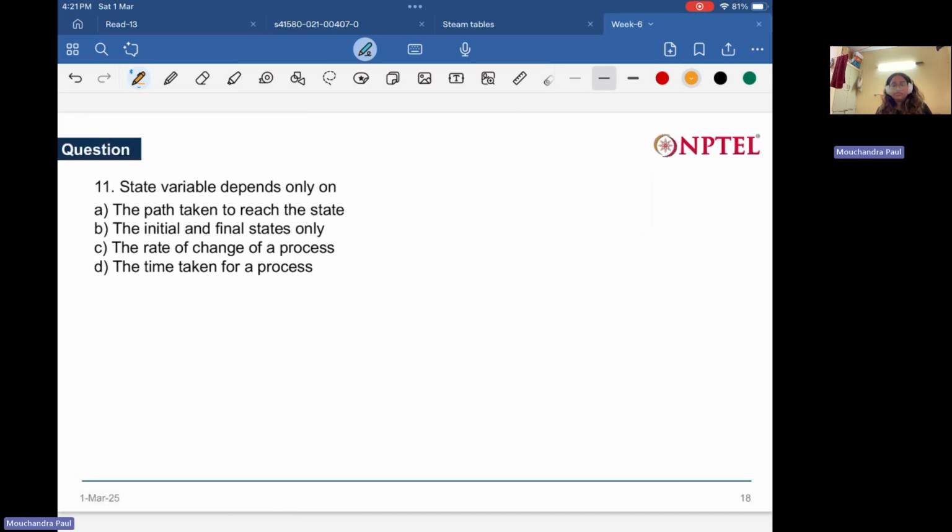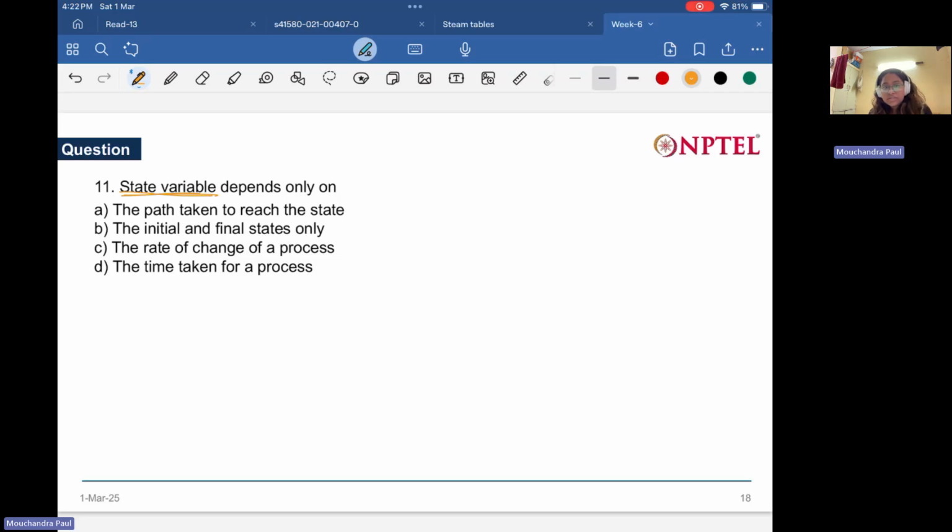Then there is one more term very popularly used in thermodynamics in order to explain whether the variable depends on the initial and final state, or whether it depends on the path taken by that system to reach that final state. So this term, state variable, is very important. I think from thermodynamics you will recall it. So this is an MCQ based on that particular concept.